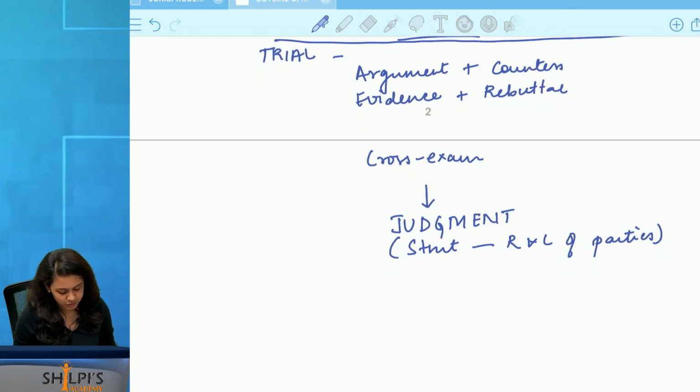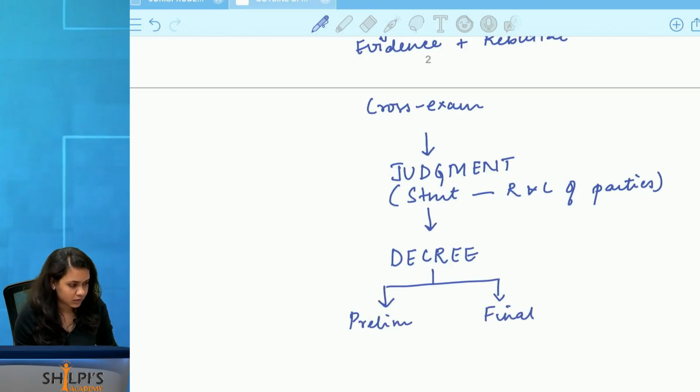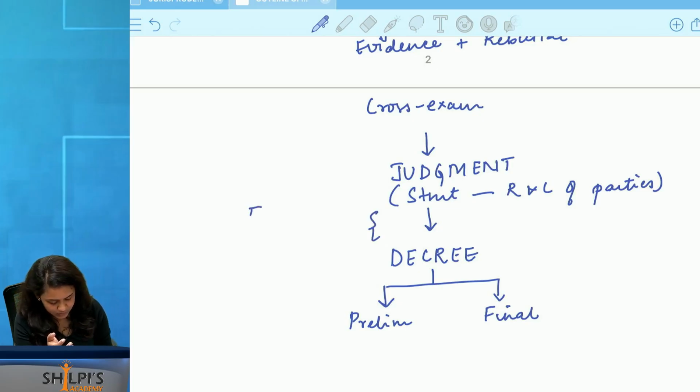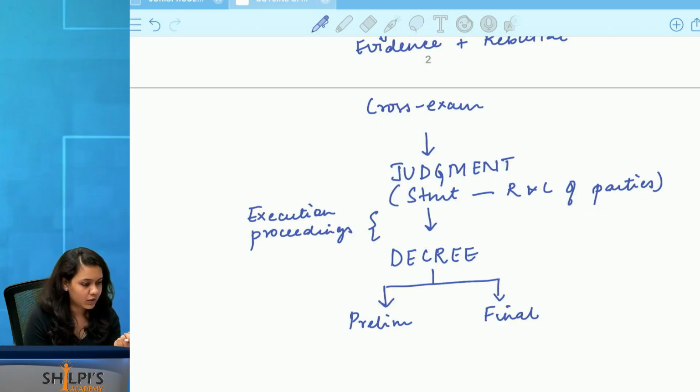And based on this judgment, a decree will be given. Now, this decree can be of two types. It can be preliminary or a final decree. Normally, the final decree has to be based off the preliminary decree, but the preliminary decree has to be based off the judgment. In between this, there's something known as execution proceedings, which can be entered into by the parties involved. Okay, so execution proceedings have to be applied for. It's not an automatic procedure. You have to apply for it, and then the court will grant the start of these proceedings.